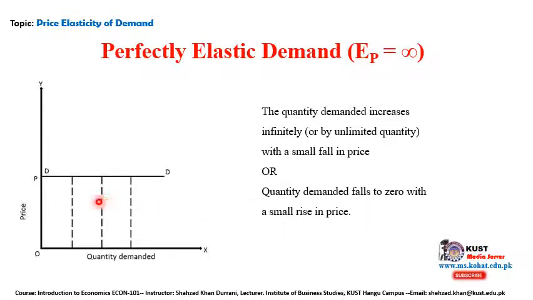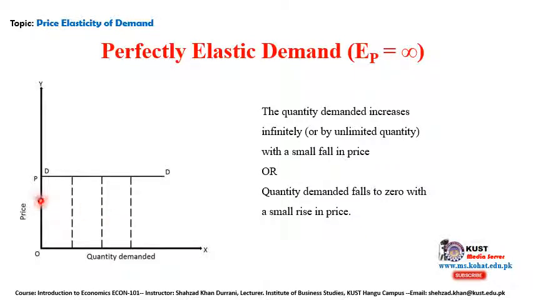The demand here is actually perfectly elastic, right? So it means, for example, that the quantity demanded increases infinitely, or by unlimited quantity, with a small fall in price. If there is a small fall in price from the original price, there is an expansion in the demand. Or the quantity demanded falls to 0 with a small rise in price.